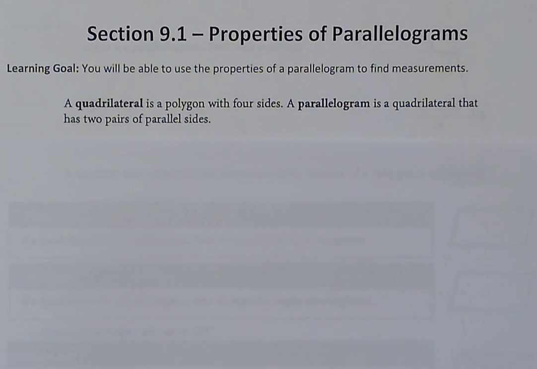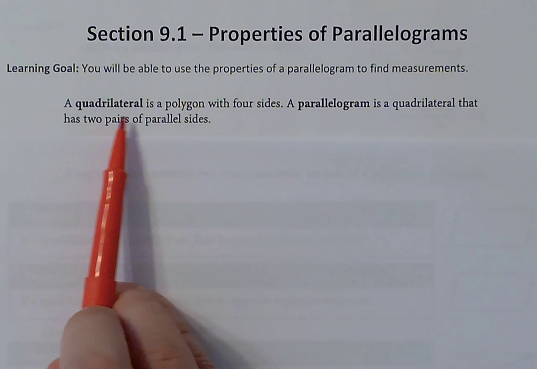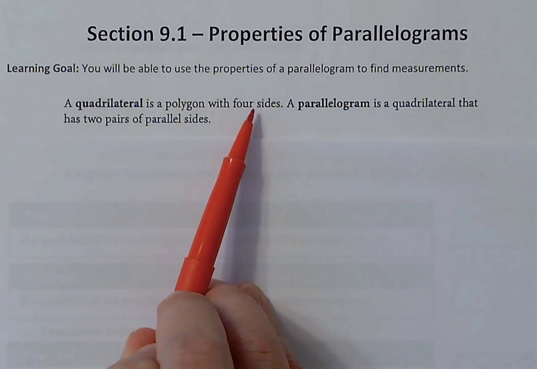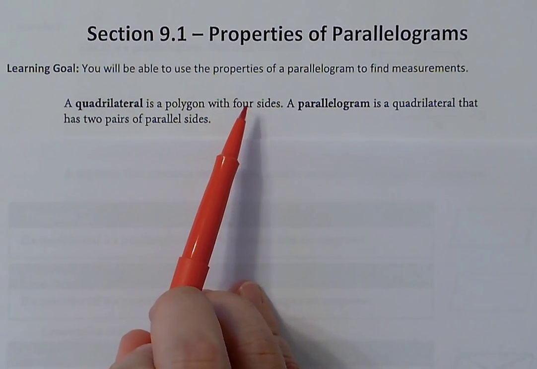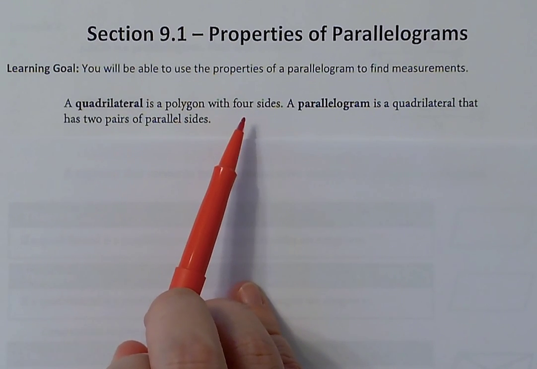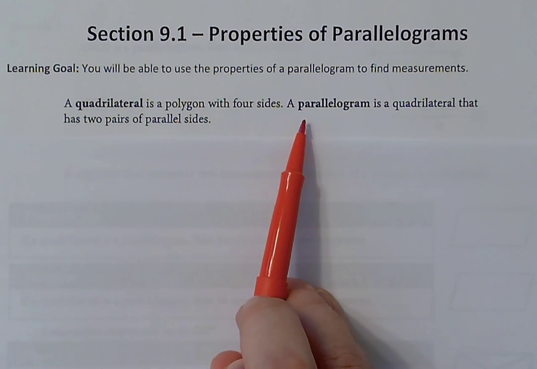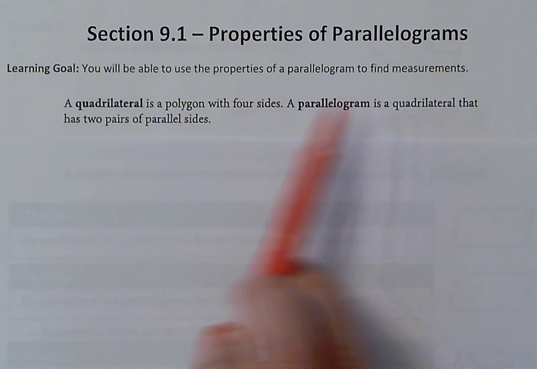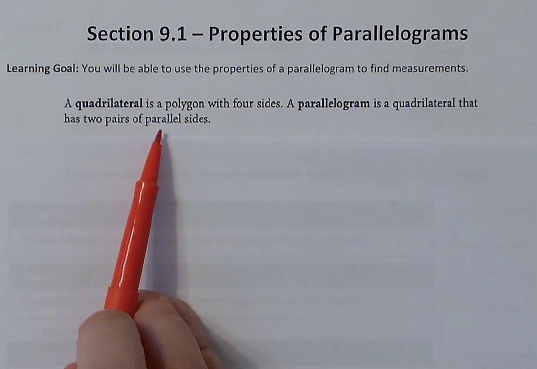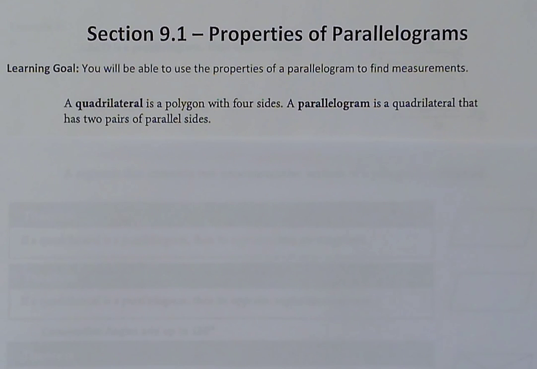First of all, a quadrilateral is a polygon with four sides. So whenever you hear the phrase quadrilateral, that just means a four-sided shape. Now, a parallelogram is a quadrilateral that has two pairs of parallel sides. We're going to get into the properties of parallelograms here in a second, but know that a standard basic definition of a parallelogram is that it has two pairs of parallel sides. So that's kind of the key thing to keep in mind.